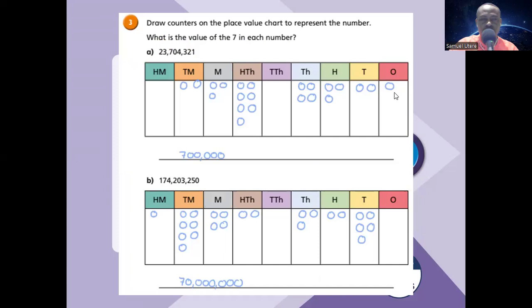Remember, we always start with the ones. Start from the left, and we can see how we represent the counters. Here is the other one.